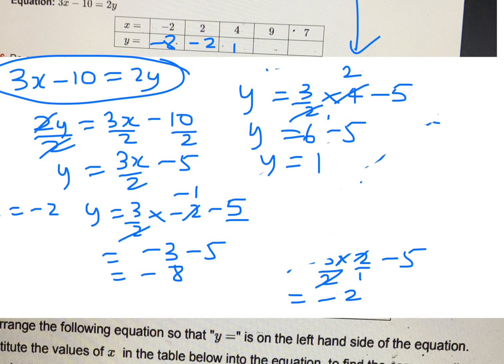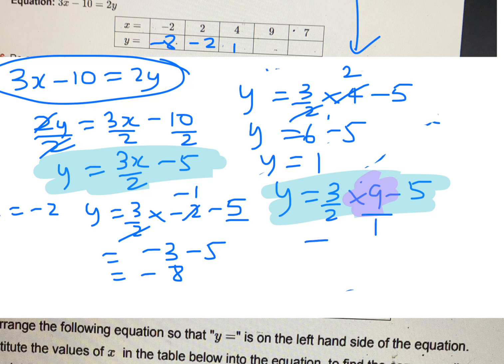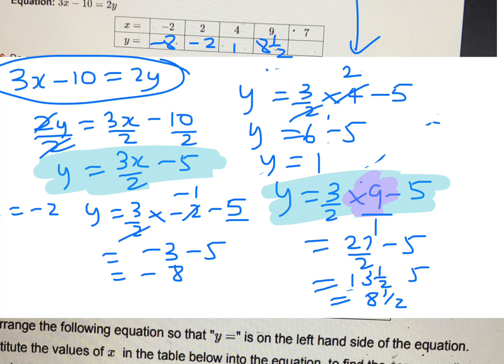When x equals 9, y equals 3 on 2 times 9 minus 5. I'm just going to highlight this equation so you can see where I'm getting it from. And I'm just putting in the 9 where the x is. So 3 9s are 27. 27 on 2 minus 5. 2 goes into that 13 and a half, minus 5. 13 minus 5 is 8, so it's 8 and a half.